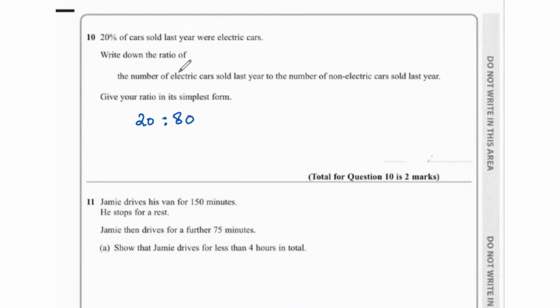So we have to give the ratio of the number of electric cars sold last year to the number of non-electric cars sold last year. So this is 20%, this would be 80%. So 20 is to 80, which is going to be 1 is to 4. That is your ratio in its simplest form.